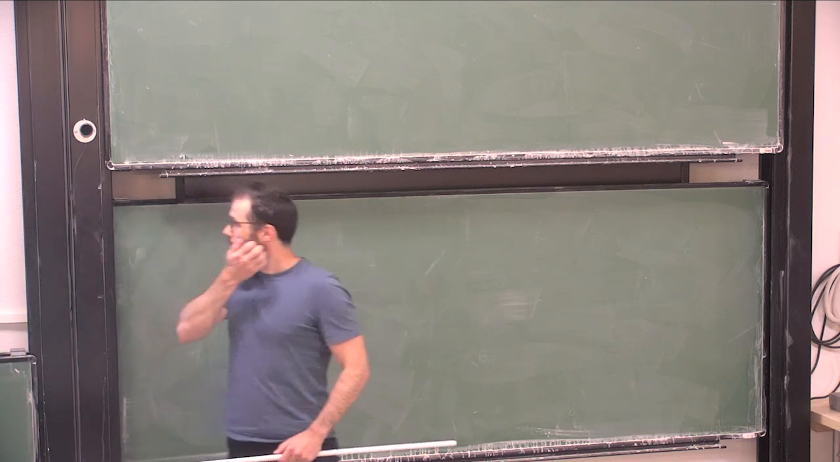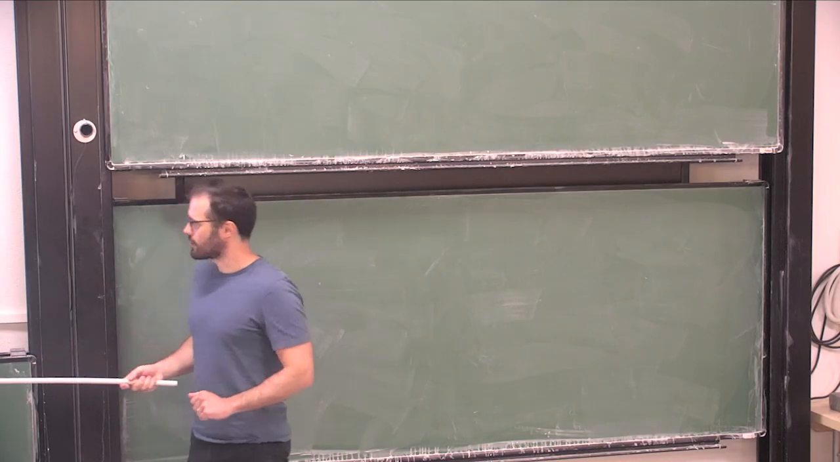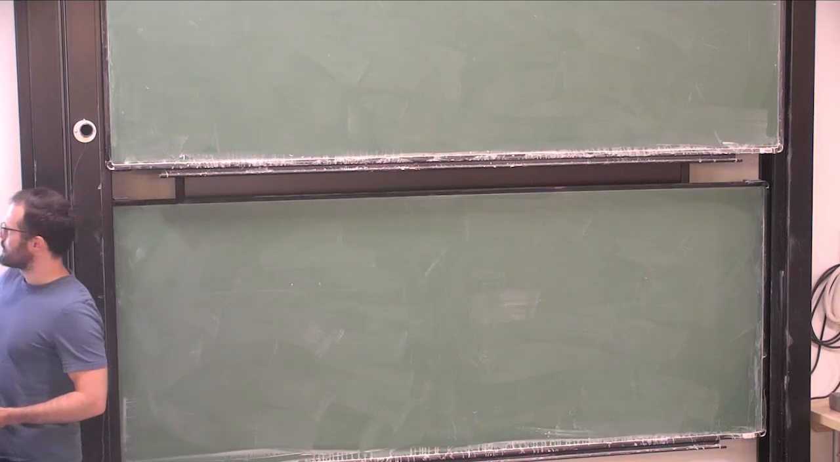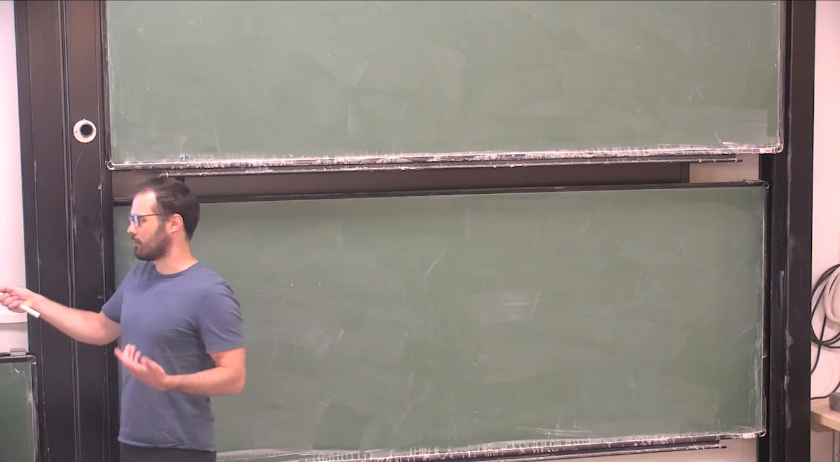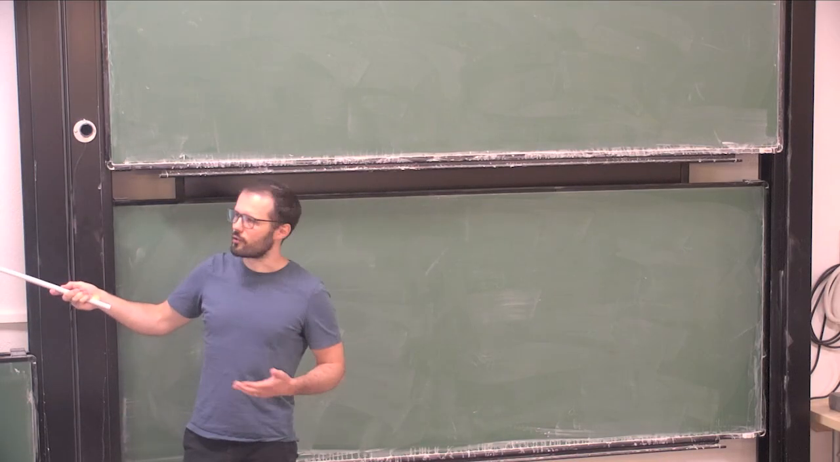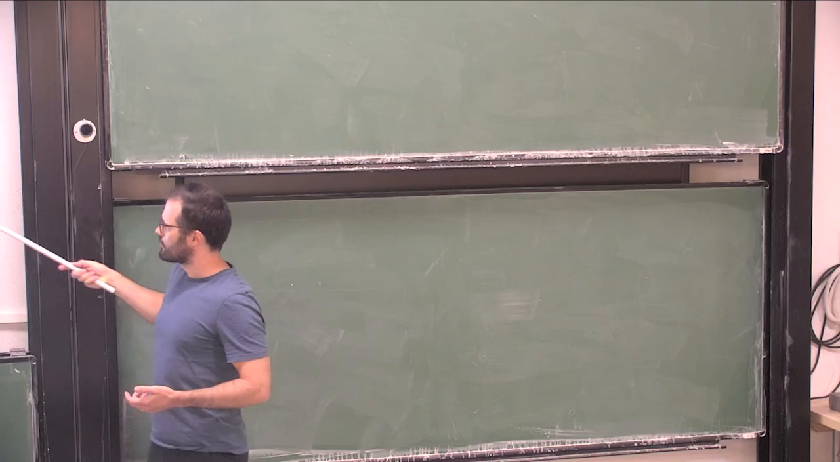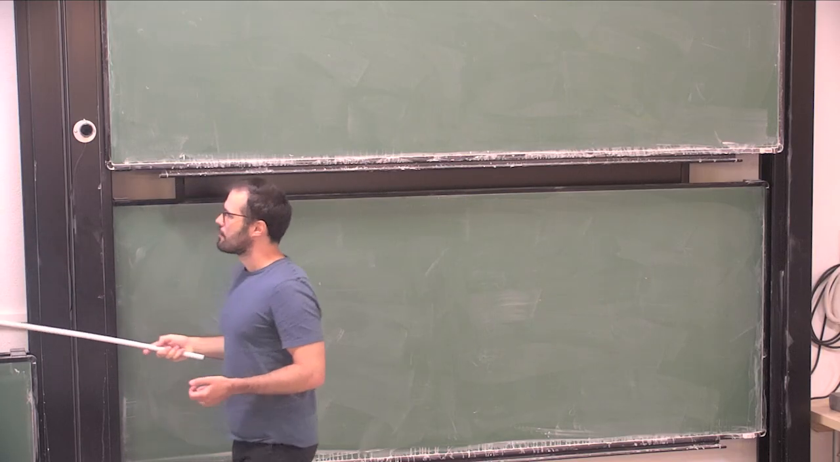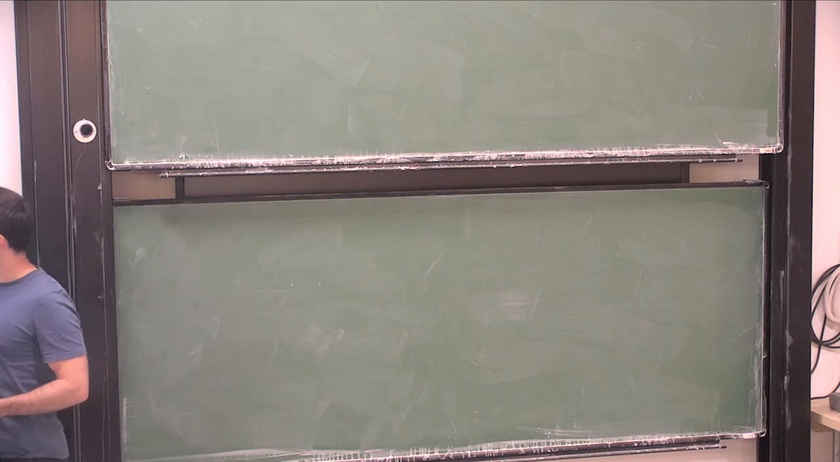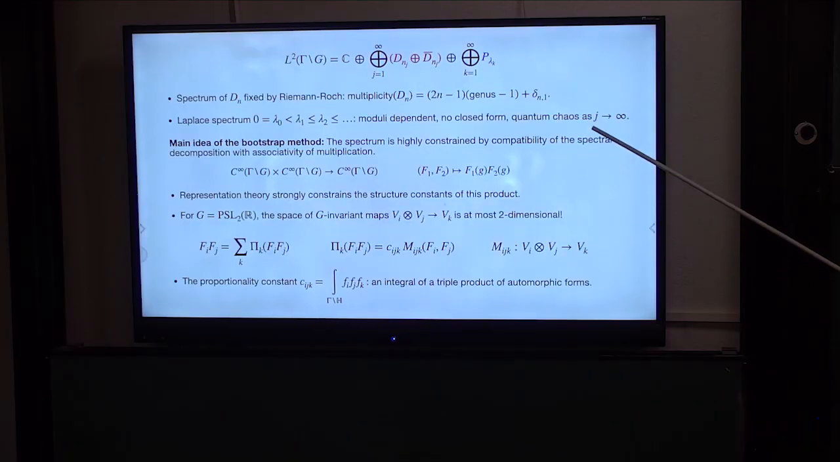So just a few more comments about the spectrum. Now I'm still specializing to the two-dimensional case. The spectrum of these holomorphic discrete series, or holomorphic modular forms, is fixed by the Riemann-Roch theorem. So in particular, it only depends on the topology of the surface. It doesn't depend on the moduli. And the multiplicity is just fixed by the genus. But the Laplace spectrum is much more interesting. It's chaotic in general, it's moduli dependent, and there is no closed form for it. So there is this connection to quantum chaos in the classical limit, which I guess should be k going to infinity.